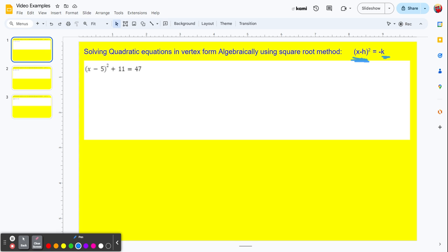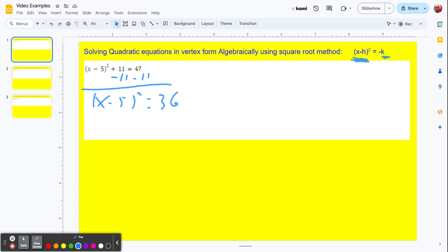So we're going to solve this by moving the 11 to the right side, so we're going to add the opposite. Subtract 11 from both sides. Subtraction property of equality. So now we have x minus 5 squared equals, what's that, 36?